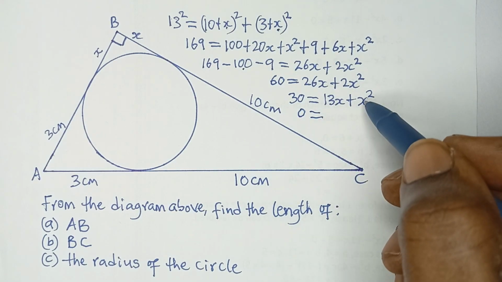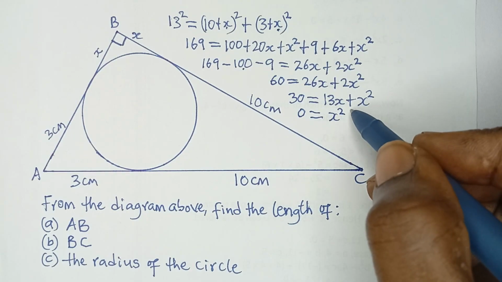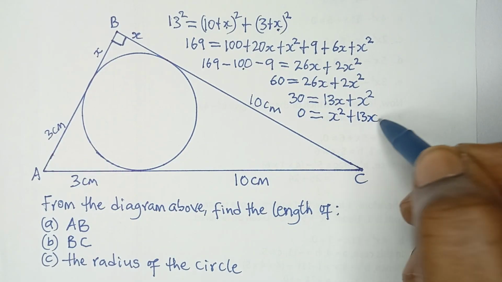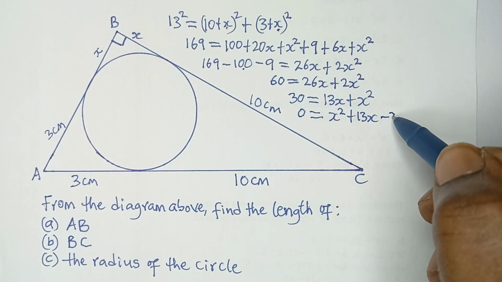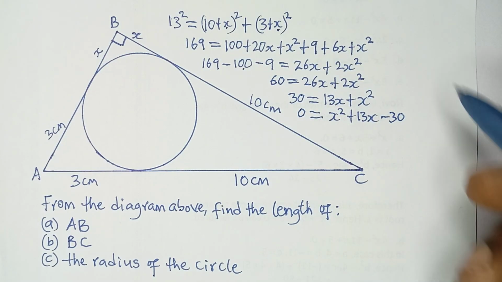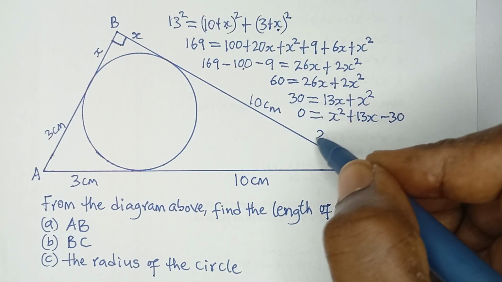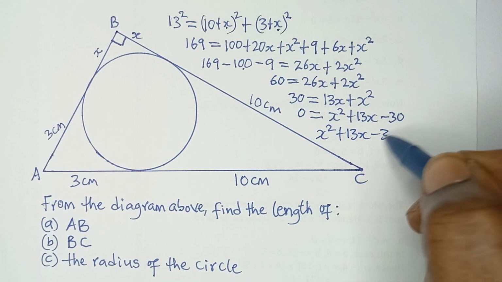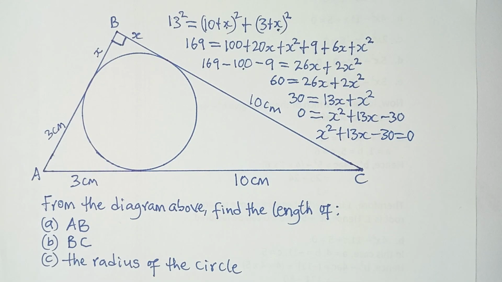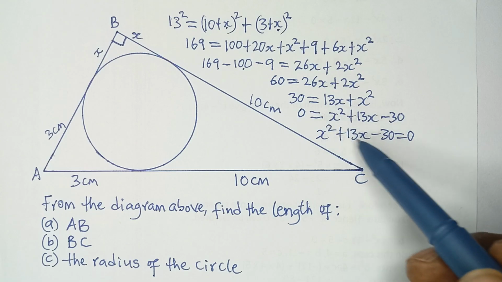And that will be equal to, I can write the x squared first, then plus 13x, and then this 30 that is going to that side becomes minus 30. So I can decide to write the right hand side first before the 0. So I say x squared plus 13x minus 30 is equal to 0. Now with that, the next thing for me to do is simply to factor this quadratic equation.